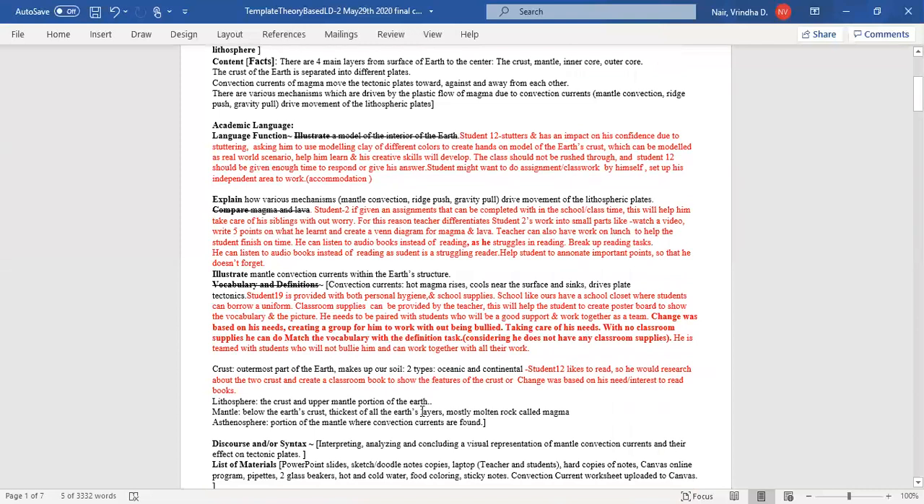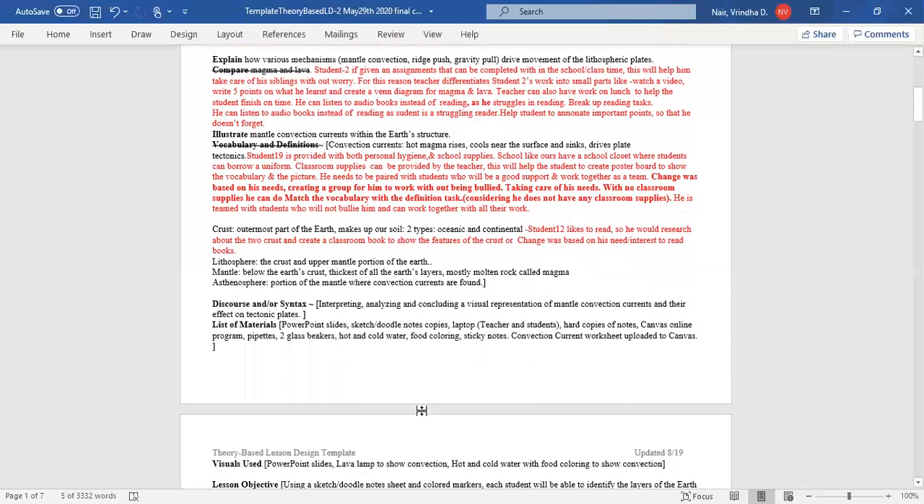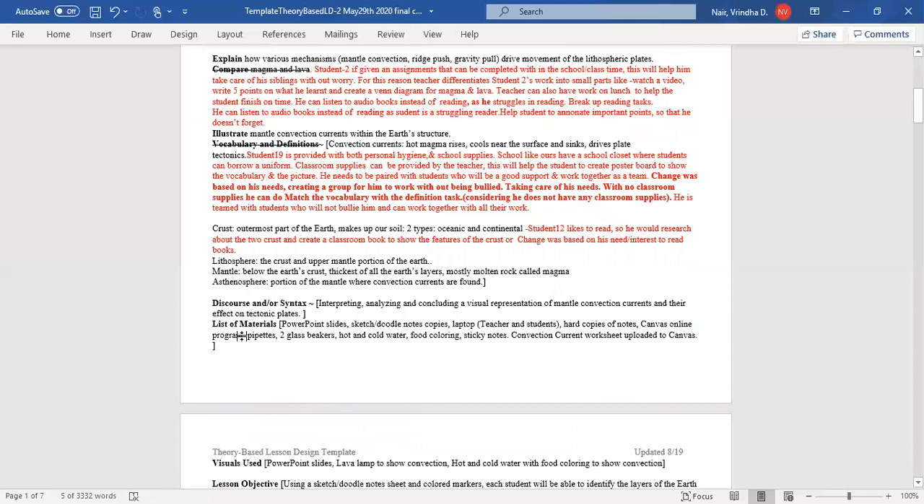So basically here what we are doing is we were given three students to pick, and based on what they want or what kind of help they want, we had to help them or remodify the assignments to their level. That's what it is. So again here, if you see, this is student number 19. Student number 19 is provided with both personal hygiene and school supplies.